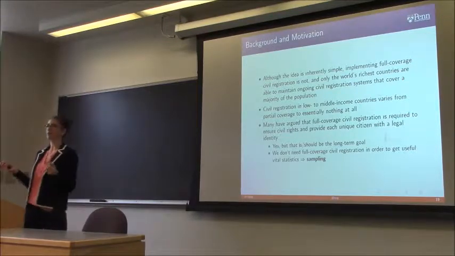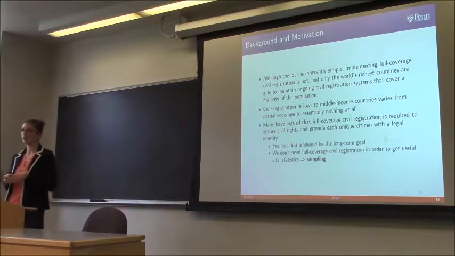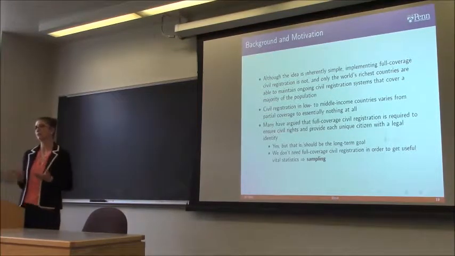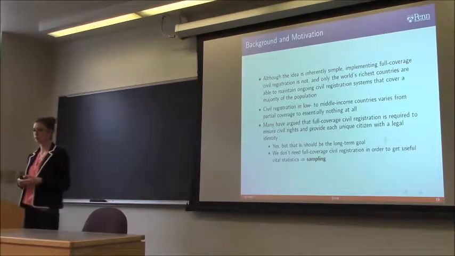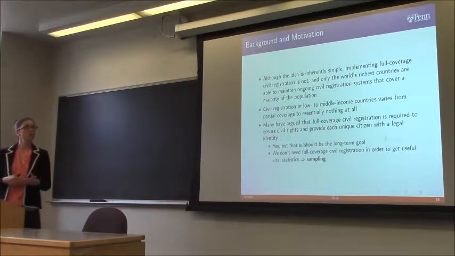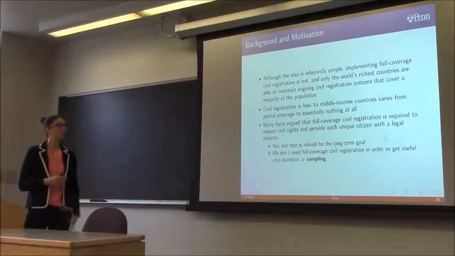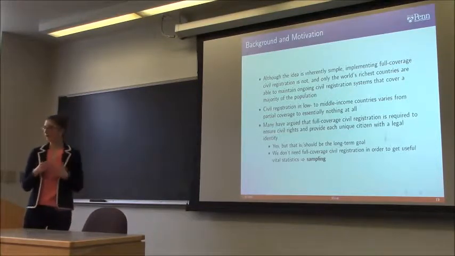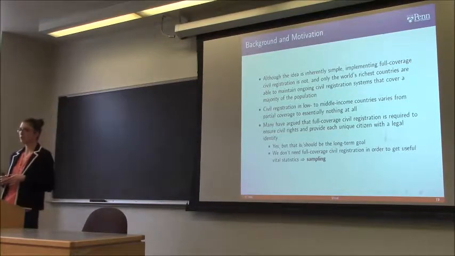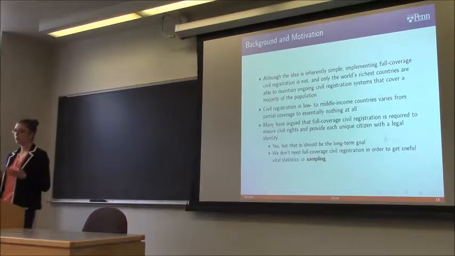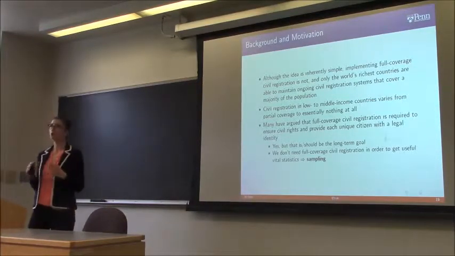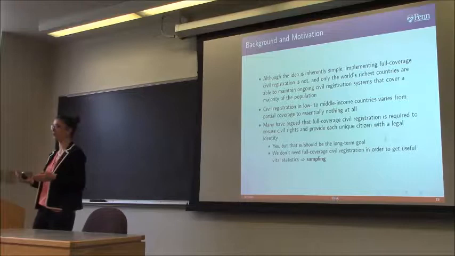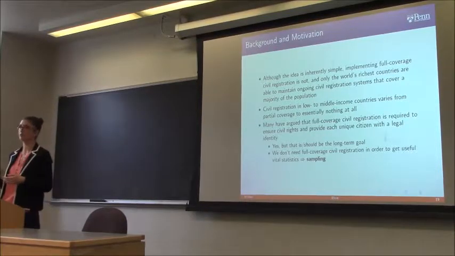So what exists currently in low and middle income countries is that you have basically nothing, or you have something very little, so maybe in the more populated areas, or areas that might even be considered more urban rather than rural. If you look through the literature involved in studying civil registration, many will argue that full coverage civil registration is the only thing that matters to ensure civil rights and provide each unique citizen with a legal identity. Nobody can argue with that.